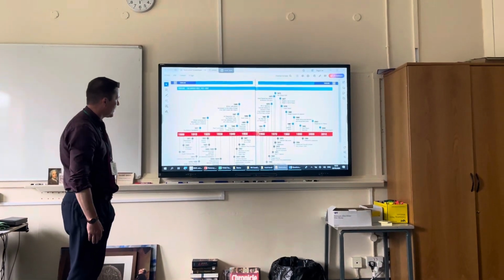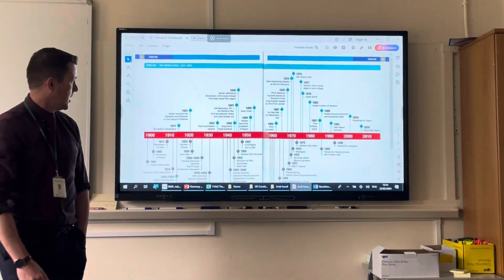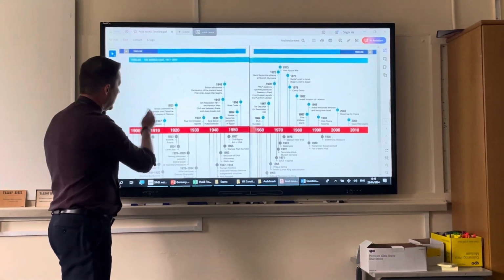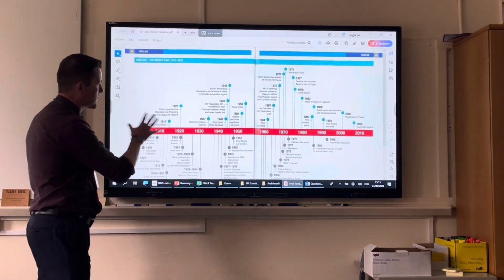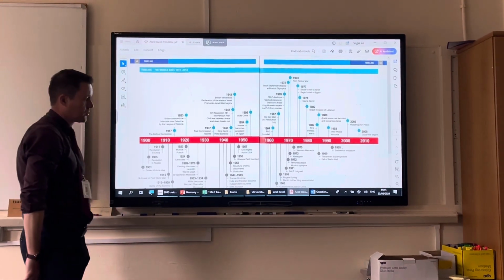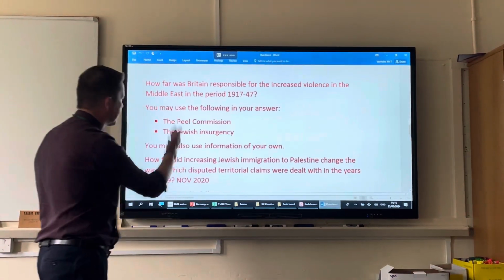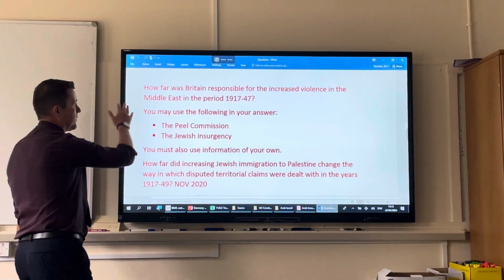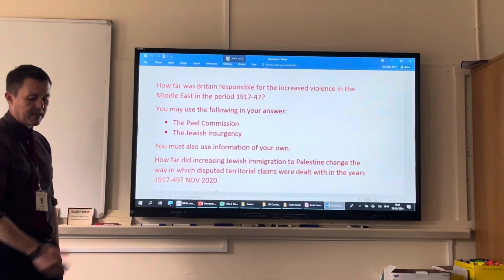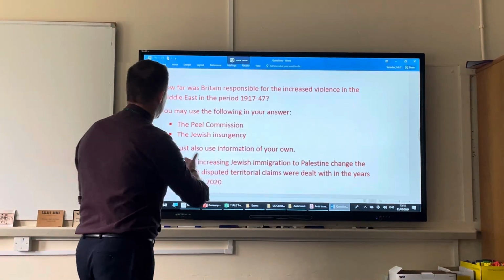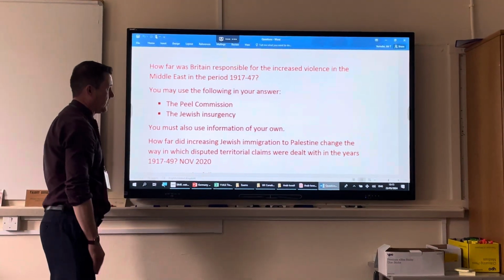So, the way to do it is to break the topic down into its component parts. You can see here, you've got 1917 to 48. This is called the mandate. So when you look at the questions on here, you can see the different questions. You can see that those first questions ask you about things that happened during the mandate. You get given the questions about British responsibility, for example, and you get given some bullet points.